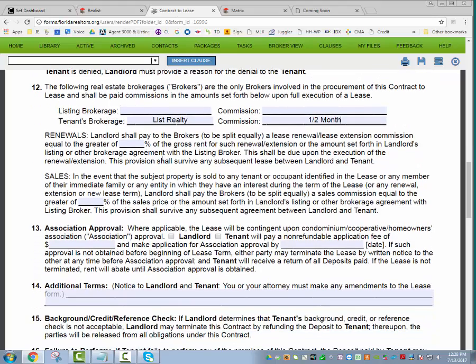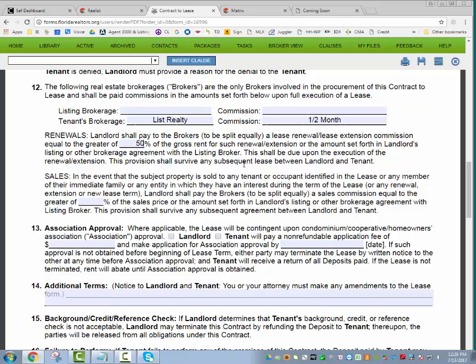Renewals, this is very nice. Landlord shall pay the broker split equally. Lease renewal, lease commission equal to or greater than, okay? And you can put here 5% or something along those lines of such renewal extension of the gross rent. Okay, so you can put 50% of the actual rent. Okay? Agreement listing broker shall be due upon the execution of the renewal.